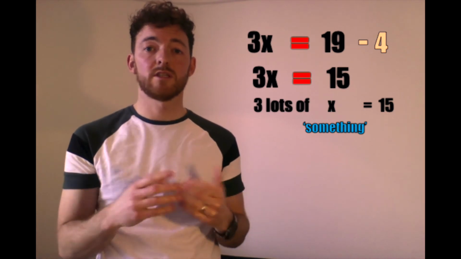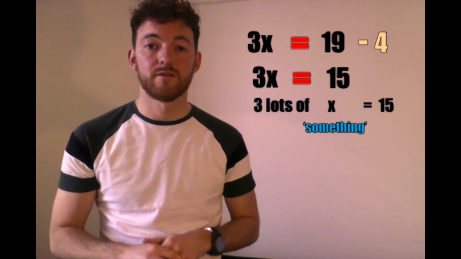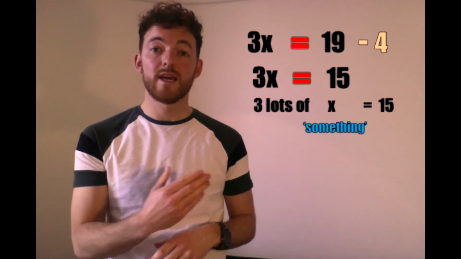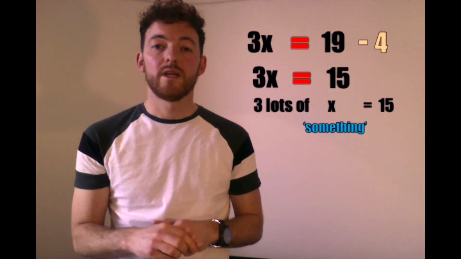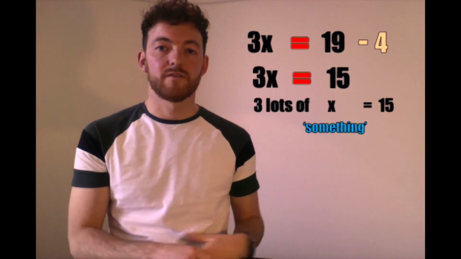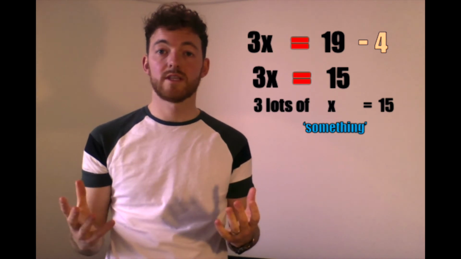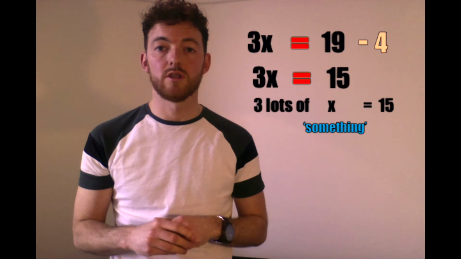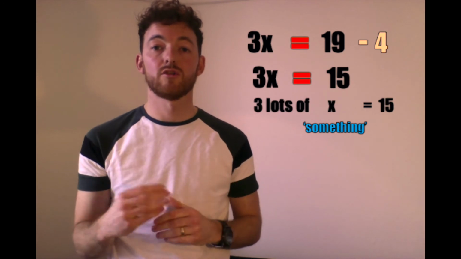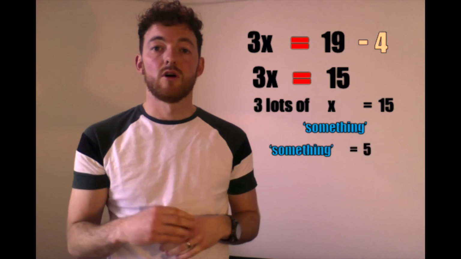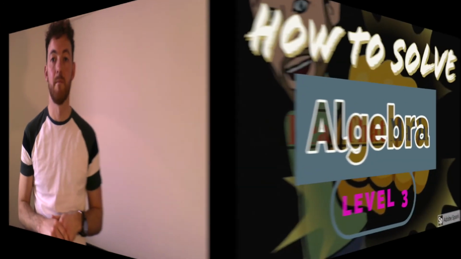So for this question, we have 3 lots of the missing value, 3 lots of something. Okay? So 3x equals 15. We need 3 lots that make 15. So this is actually grounded in our 3 times tables. So as I said, our core number knowledge, our 3 times tables is what you're going to use to solve this algebra question. 3 lots of 5 make 15.